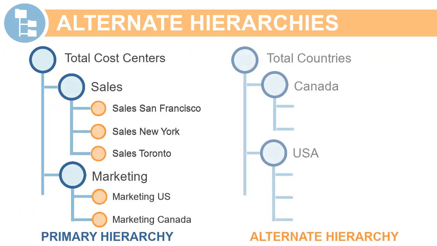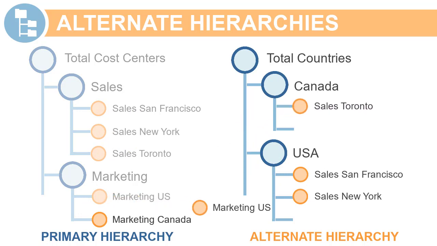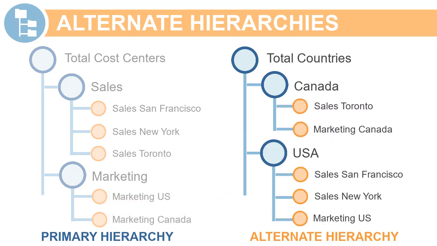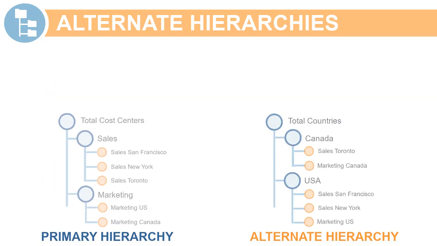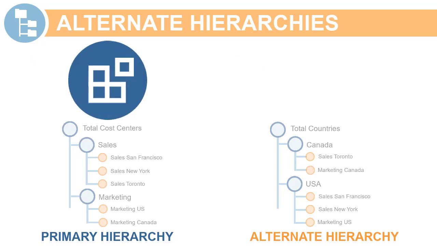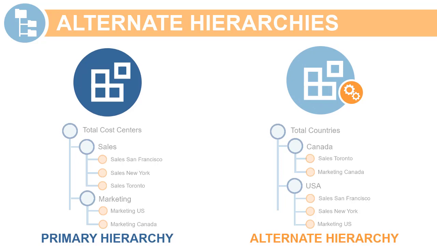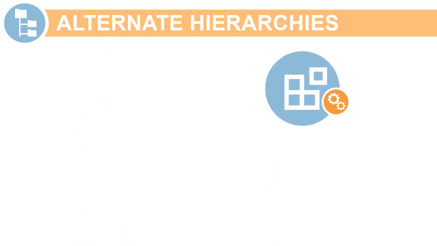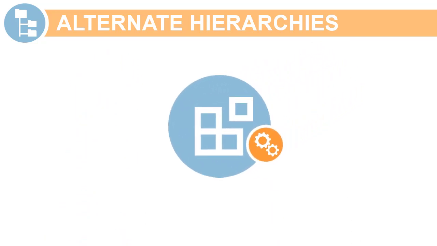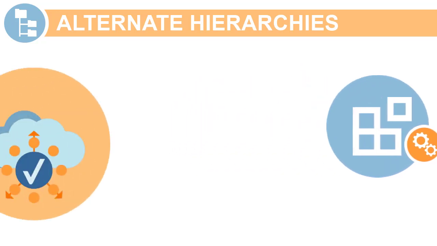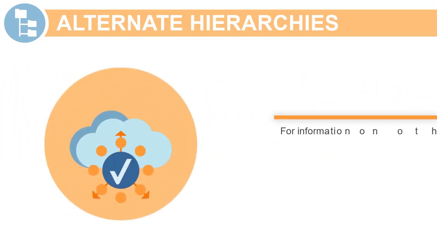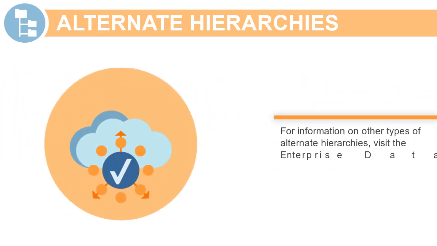For example, you can group nodes under new top nodes while preserving the primary hierarchy's parent-child relationships. You can create this type of alternate hierarchy in either the primary hierarchy's viewpoint or a new viewpoint. In this tutorial, I'll create an alternate hierarchy in a new viewpoint. For information on other types of alternate hierarchies, visit the Enterprise Data Management Cloud Help Center.